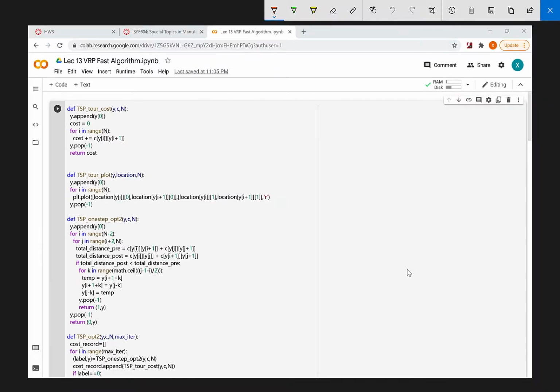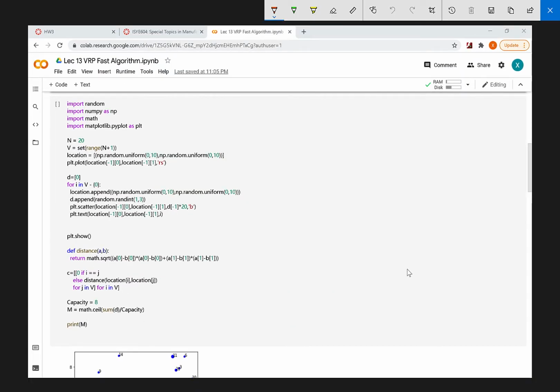Now let's use Colab to better illustrate how this algorithm works. First, we will wrap up all the TSP algorithms from the previous class to be the building blocks we will use in solving VRP. And then similarly, we will first initialize our VRP problem.